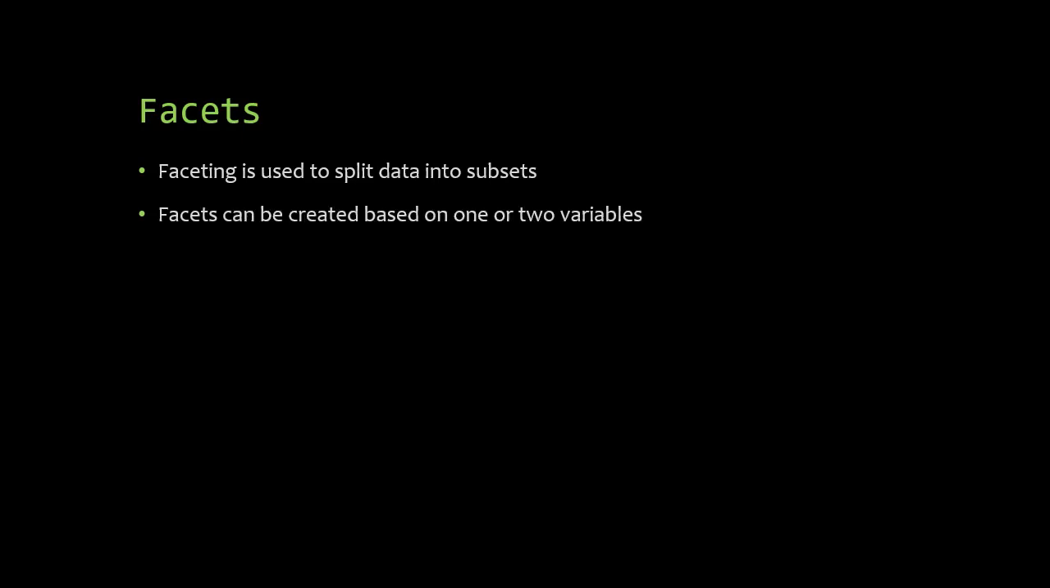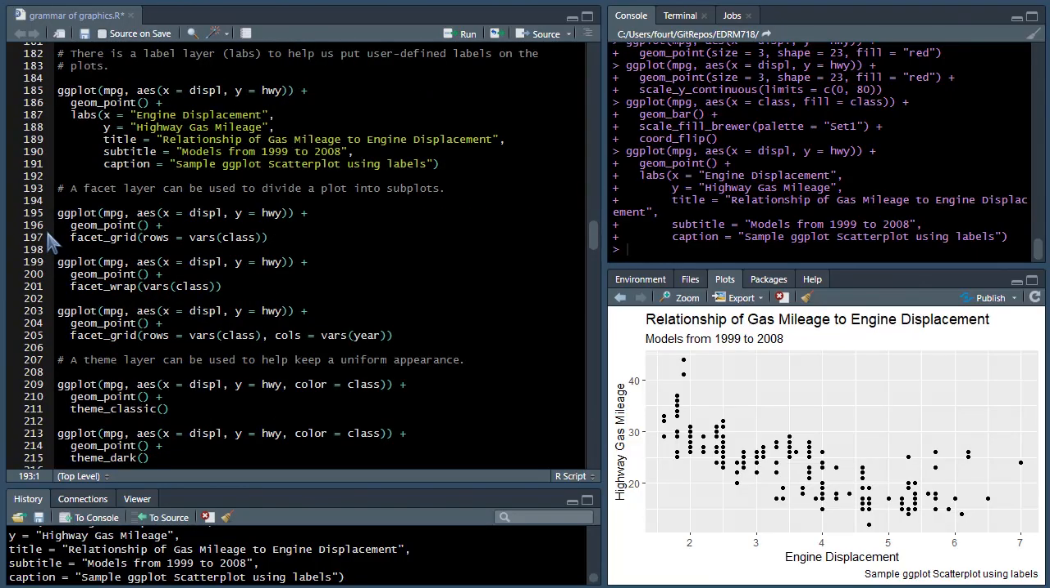Let's talk about facets. Faceting is used to split data into subsets, and I've shown you some examples of this. Facets can be created based on one or two variables, and elements of facets can be modified. Let's go back to our script. Here I'm going to create a ggplot, but rather than using color for the type of vehicle, I'm going to facet on the type of vehicle, and I'm going to put this in a facet grid so that rows are the classification of the vehicle. Let's see what that looks like.